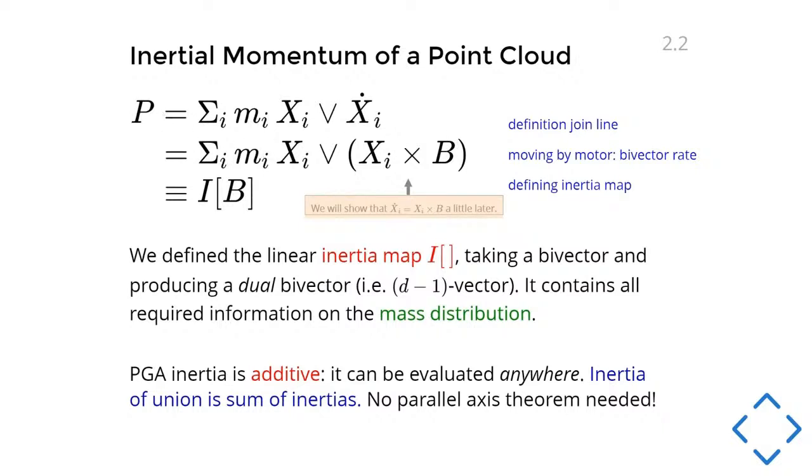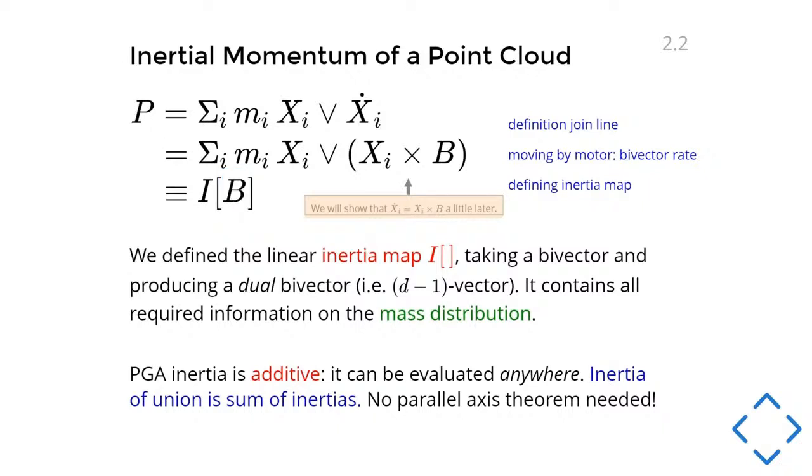which depends on the rate at which something is moving. The spatial rate, in the sense of the turning axis, the shift axis and everything, is all encoded by this one bivector b. And this linear function of the bivector is called the inertia, the total inertia. Now, you see that this map is rather special. I have taken a bivector, which describes the rate, the exponential of it is the motor, and I have converted it into a join line, which was a dual bivector.